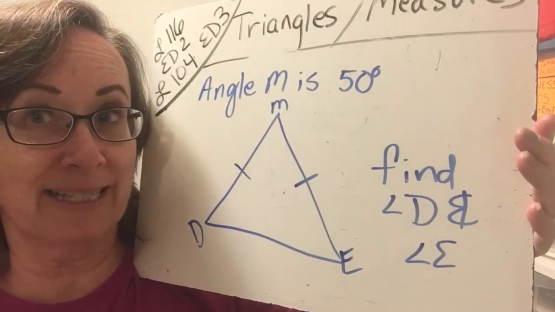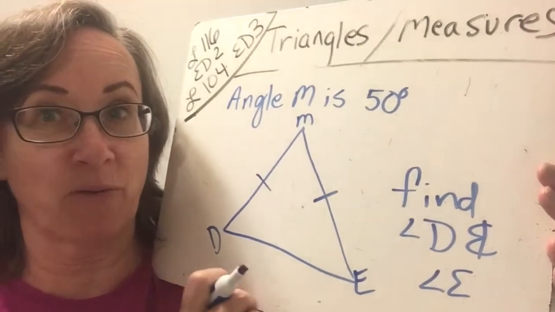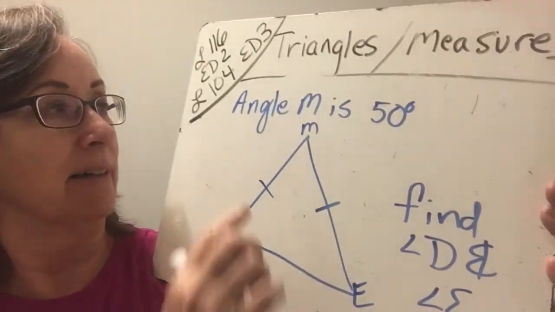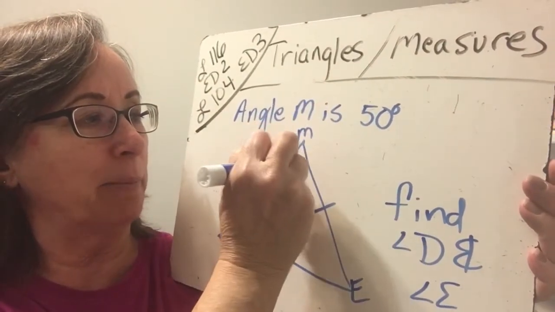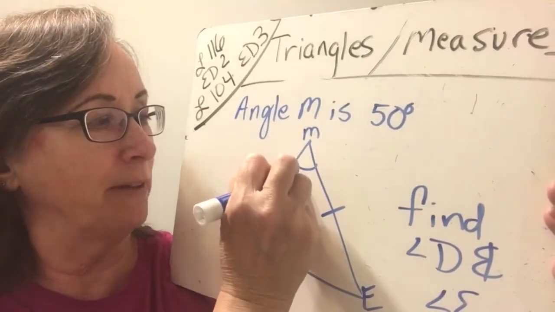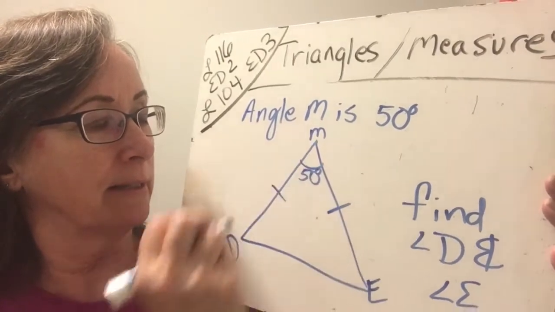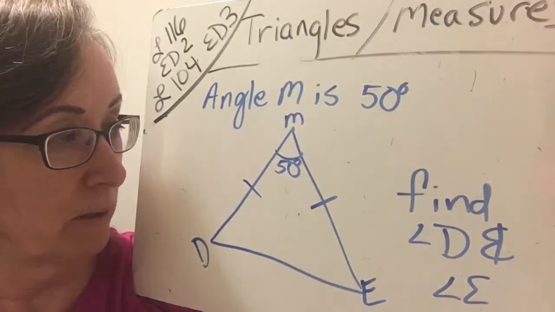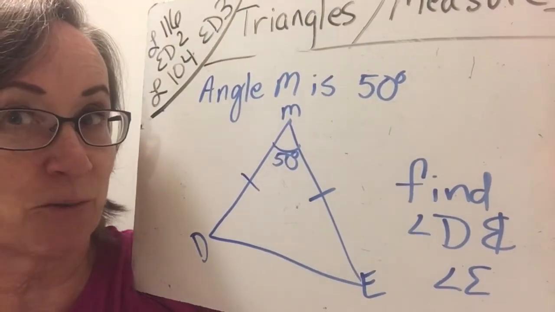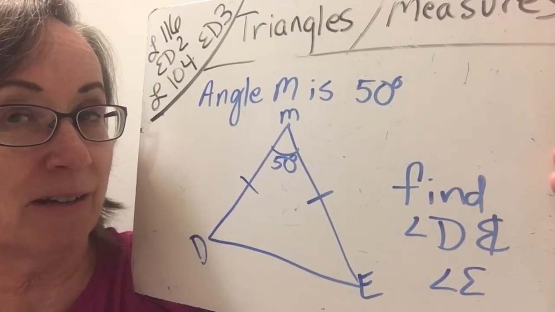I was wrong. This is our last problem. We didn't have 4. We only had 3. Angle M is 50 degrees. So we can go ahead and label angle M 50 degrees. Now look very closely. What else do we know? All right, try to do this one on your own.